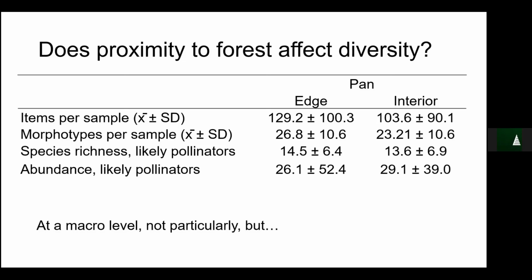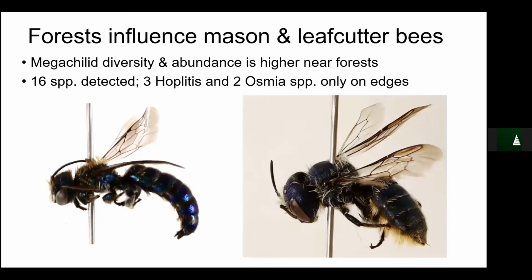So if you look at the third line down there, the species richness of likely pollinators really is not that different to speak of. However, when you get down in the data and start looking at the group level, at the family or genus level in particular, there's a huge difference between the diversity and abundance of megachilids, which are mason and leafcutter bees. It's quite a bit higher near forests. And mason and leafcutter bees are often the bees that are most important for things like alfalfa.